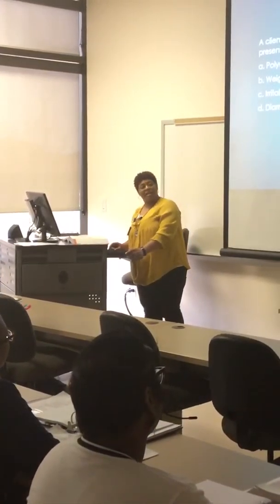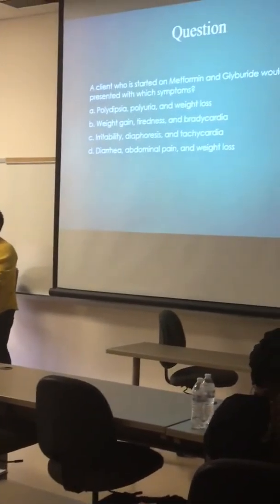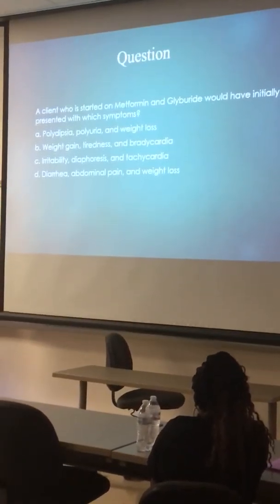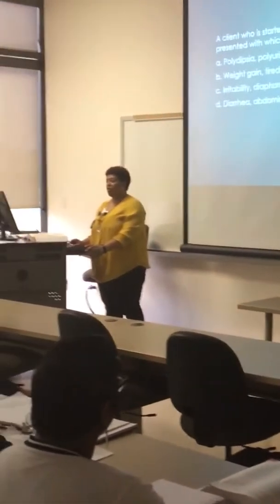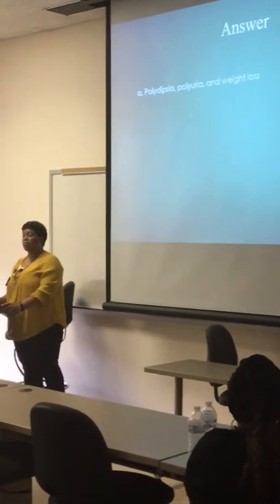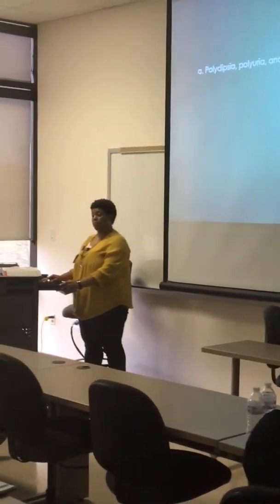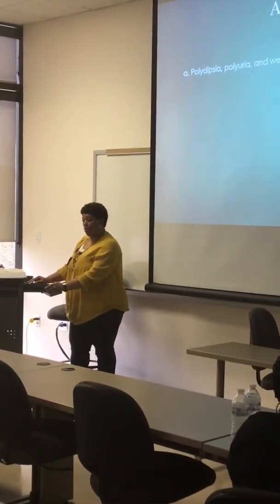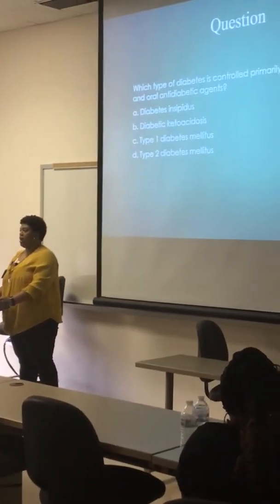All right, so now we're down to the post test, which is about three questions I've got for you all to answer. My question is, a client who is started on metformin and glipizide would have initially presented with which type of symptoms? You have your choice of A, B, C, or D. A. So you believe A is the correct answer. Okay. A, polydipsia, polyuria, and weight loss are symptoms of what? Hyperglycemia. That's right. And those medications, the metformin and glipizide, are what? Oral agents. Okay.